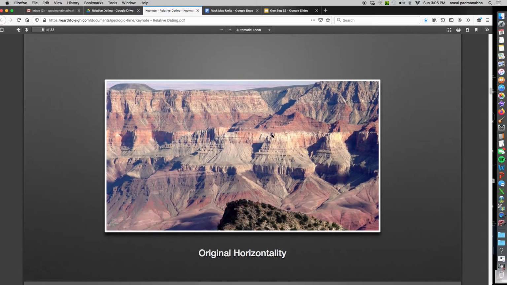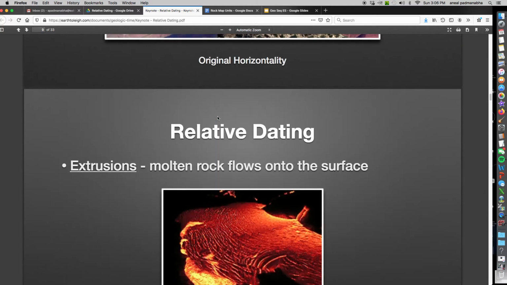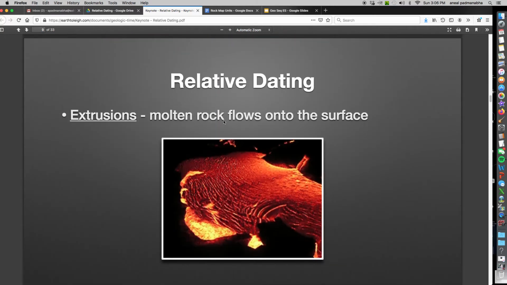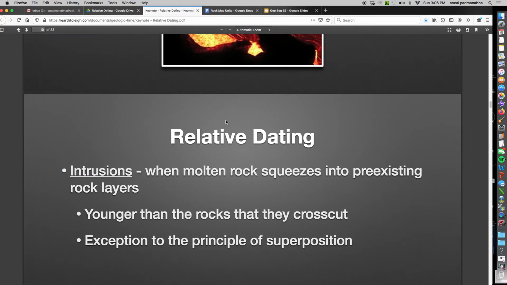So here's the Grand Canyon. Each one of these layers are sedimentary rocks deposited horizontally, and if they're not horizontal, something probably happened to them tectonically to move them from being horizontal. Extrusion is just molten material that flows on its surface. Okay, that's cool. That's just like a lava flow.